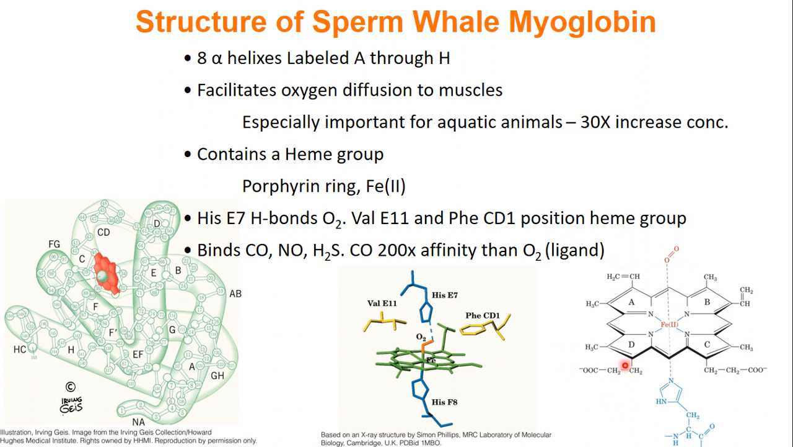Here in this photo, we have another look at our porphyrin ring. You can see this ring structure, iron in the middle. Histidine F8 is right here below the heme, and we have oxygen interacting with the iron.